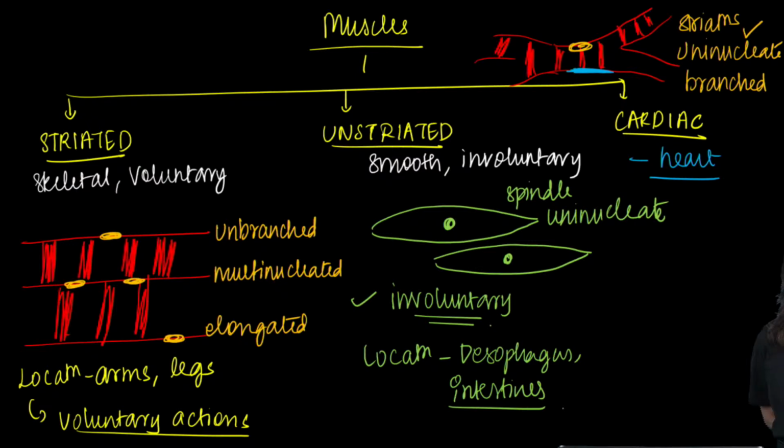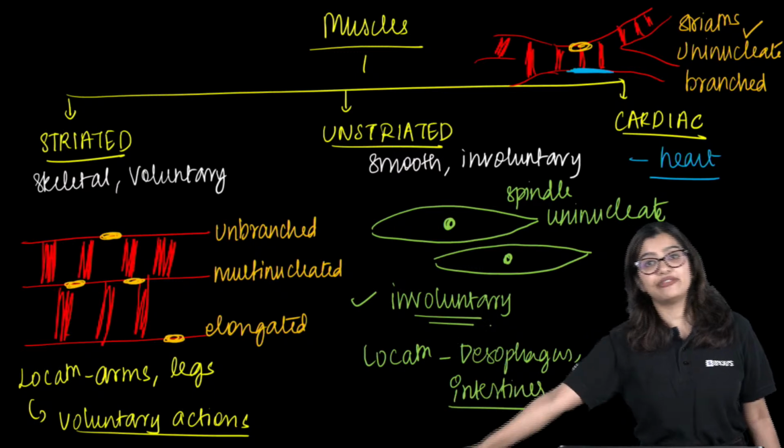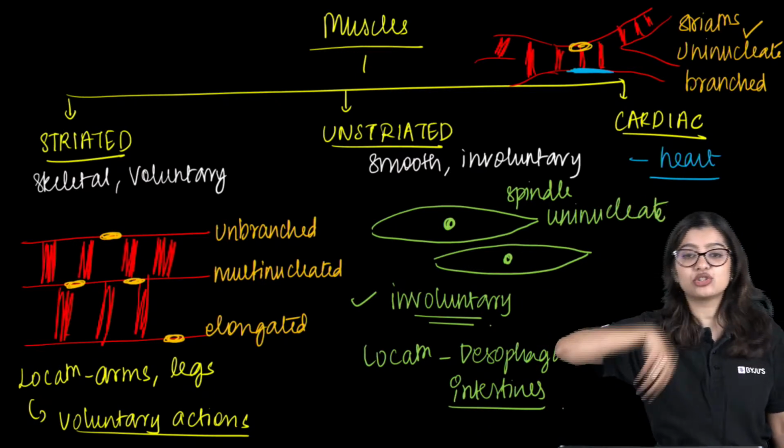Awesome. Ma'am, striated muscles are kind of tendon. No. Tendons are connective tissue. They are different. But tendons will connect your striated muscles to your bones.